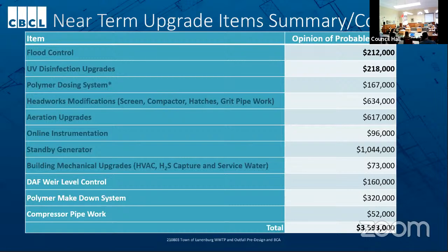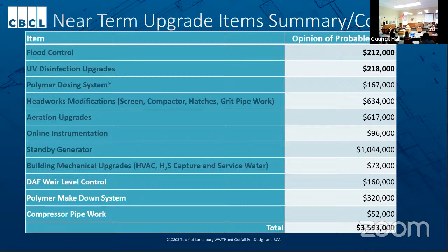So as noted before, the top priority items are the flood control berms at a cost of $212,000, is our opinion of probable cost, and the UV disinfection upgrades at $218,000. Also important would be the polymer dosing system, although it should be noted that the cost here is for a full replacement of the polymer dosing skids, and that it would be possible to do a minimal upgrade to these to just replace the polymer pumps themselves if the town did not want to pursue a long-term option that included the polymer dosing system.